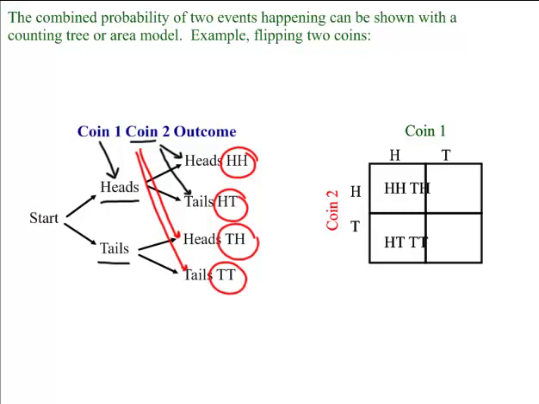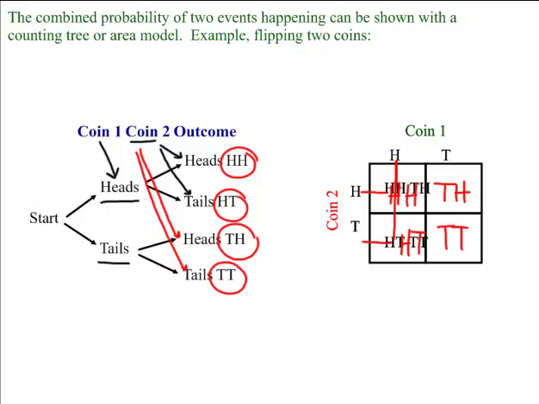And then this area model kind of does the same thing. These are a little off. If you get a heads on the first one and a heads on the second one, you get HH. If you get tails on the second one and a head on the first one, you get HT. And then here's HT or TH, however you want to write it. And then this one is TT.